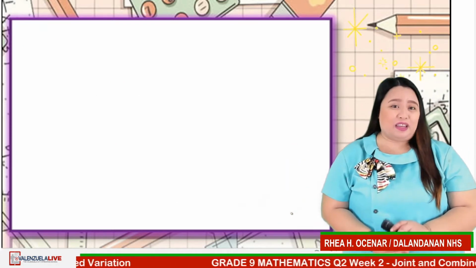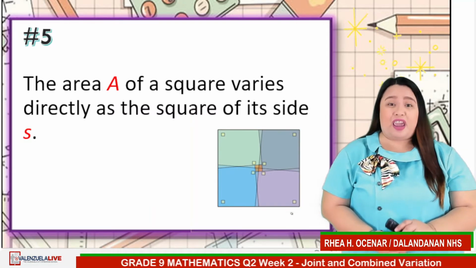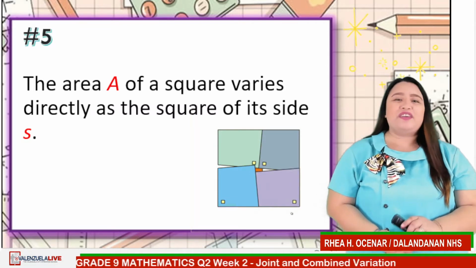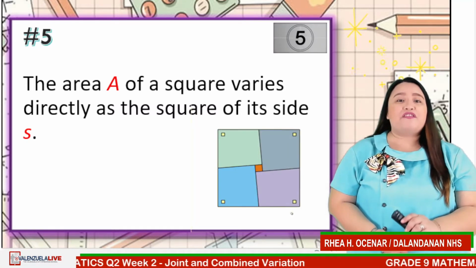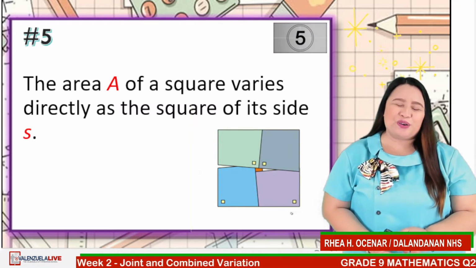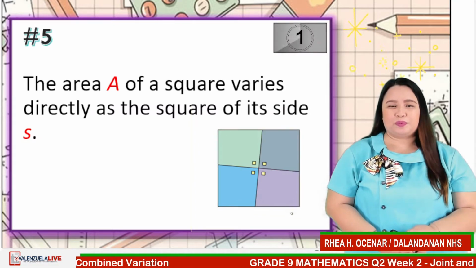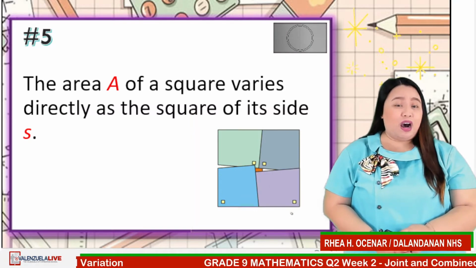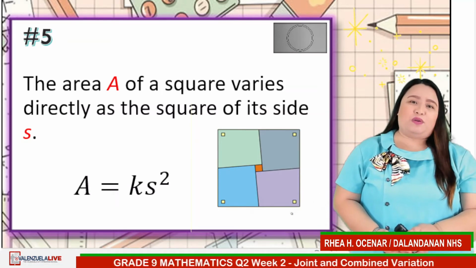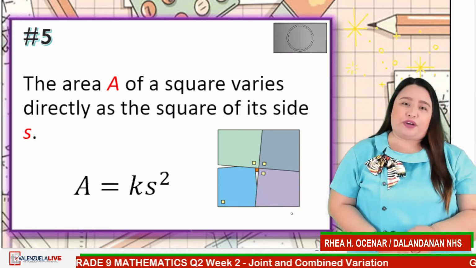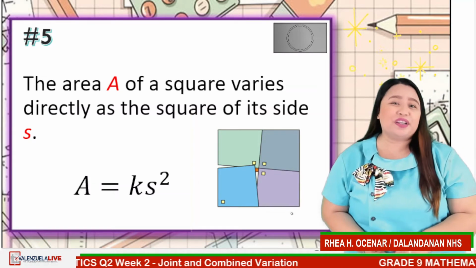For the last item, statement number 5. The area A of a square varies directly as the square of its side S. 5 seconds. Go. Time's up. The correct answer is A is equal to KS squared. If you got 5 correct answers, you are now ready to learn our next lesson.